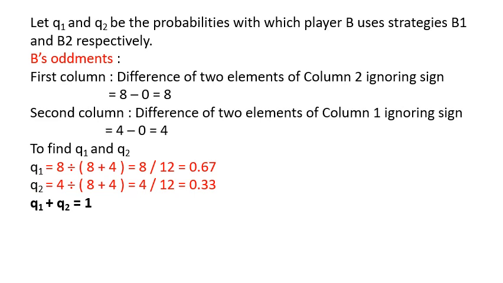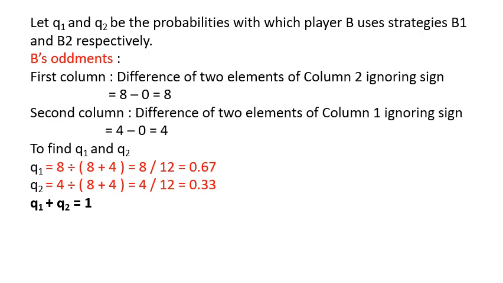Let Q1 and Q2 be the probabilities with which player B uses strategies B1 and B2 respectively. So the B's oddment for the first column will be the difference of the two elements of column 2 ignoring the sign. So it will be 8 minus 0, which is 8. Similarly, B's oddment for the second column will be the difference of the two elements of column 1 ignoring the sign, that is 4 minus 0, which is equal to 4.